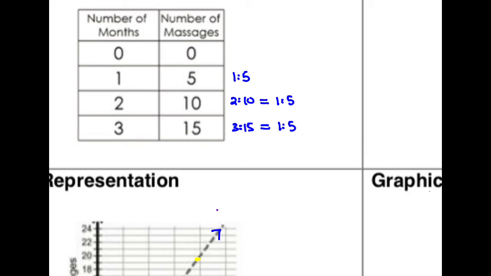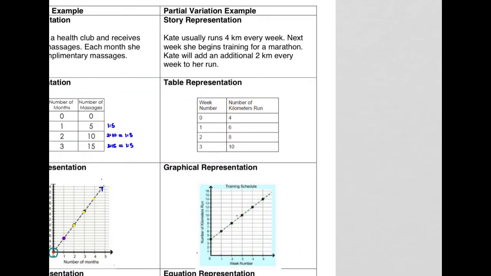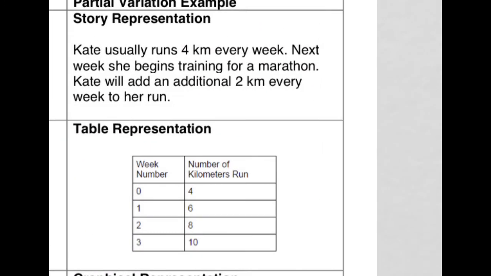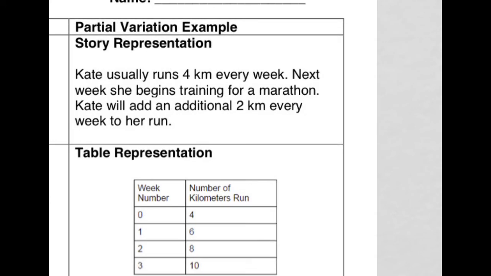All right, now let's take a look at partial variation. Let's look at the example here. Kate usually runs 4 kilometers every week. Next week, she begins training for the marathon. Kate will add an additional 2 kilometers every week to her run.